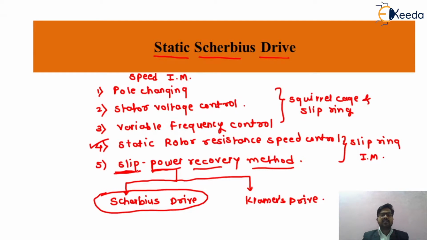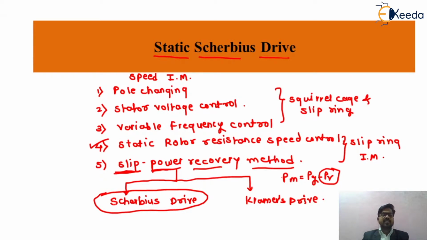In the slip power recovery scheme, we are controlling the power PR. The fundamental formula is PM equals PG minus PR. Here PR is the power absorbed by the voltage source. By changing the value of PR, we can control the speed of your induction motor, whether below or above synchronous speed, depending upon the sign of PR.